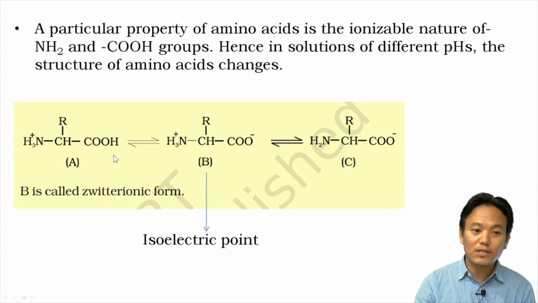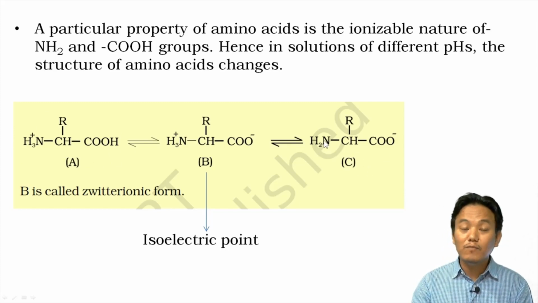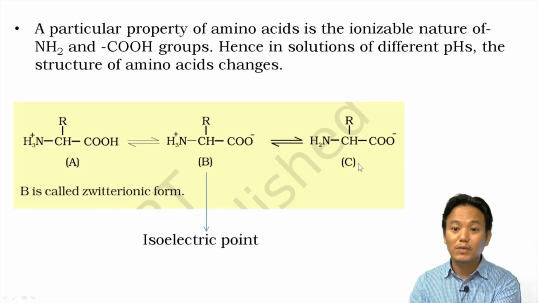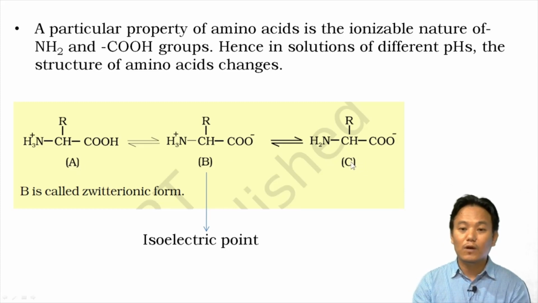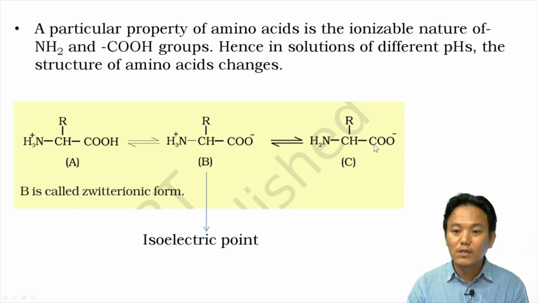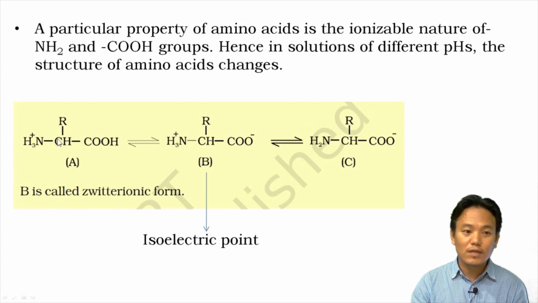Overall charge positive. If we put the amino acid in basic solution, a strong base, the COOH group loses hydrogen and becomes COO negative. So the overall charge of the amino acid is negative. In acidic solution, it is positively charged; in basic solution, it is negatively charged.